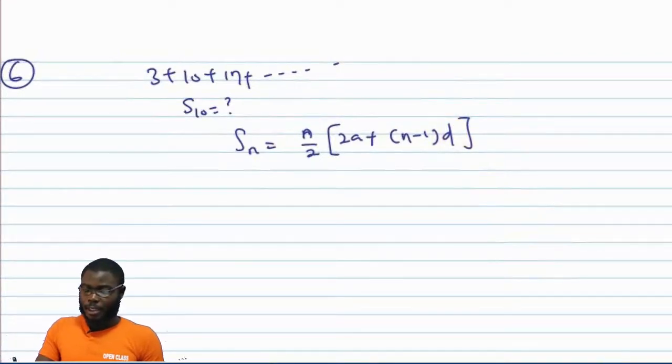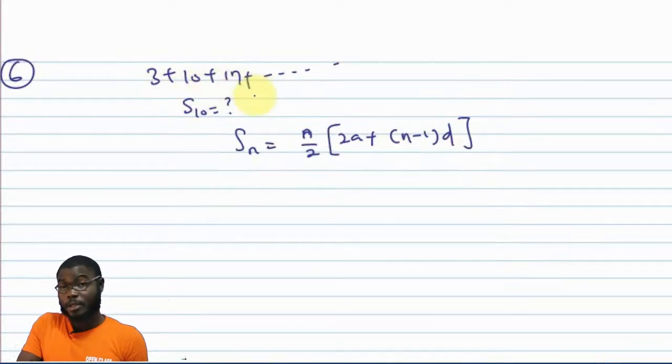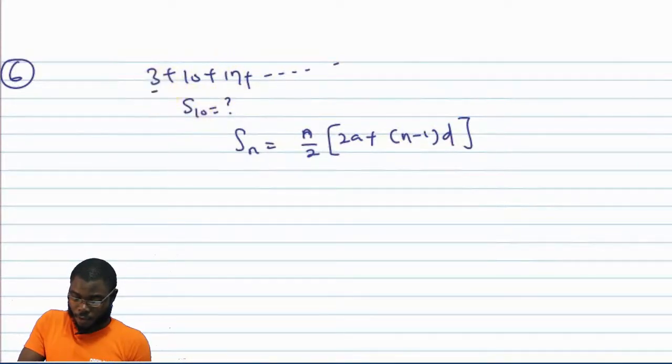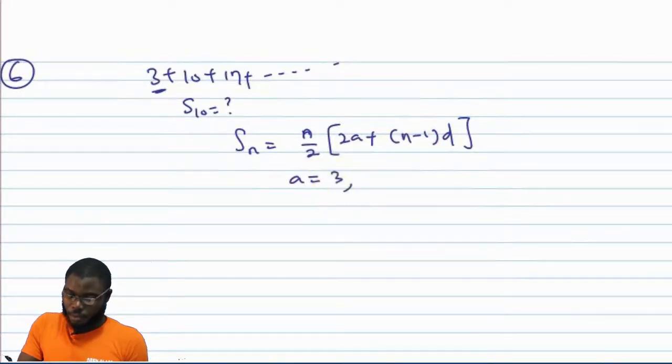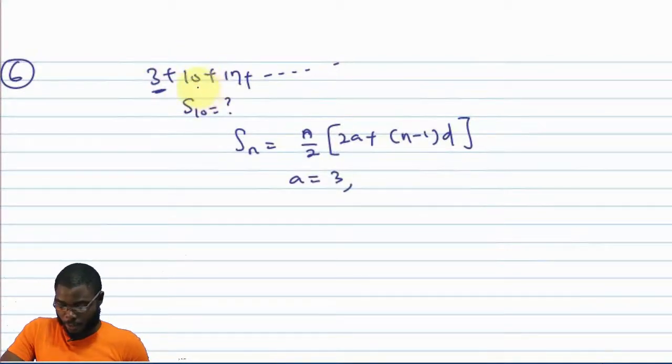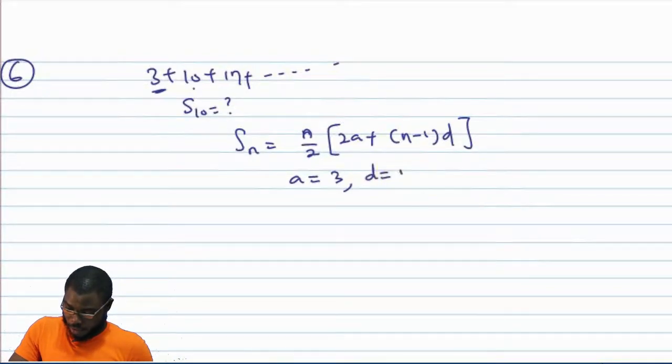Okay, so having that in mind, your first term is what? It is 3. Our a is 3. Then the common difference: you subtract the previous number from the subsequent number. This is 10, so we subtract 3 from it, you have 7. 10 minus 3 is 7. And it must be common across, that's why it's called common difference. 17 minus 10, you have 7. So the common difference d equals 7.